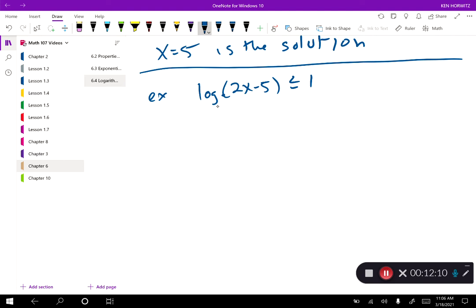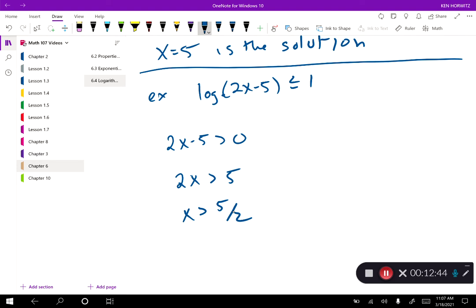But before we can get into that, I need to make sure that 2x minus 5 is greater than 0. Remember, because what's in that parenthesis can't equal 0. It has to be greater than 0. So I'm going to say 2x is greater than 5, and x has to be greater than 5 halves. So whatever my answer is, if it's greater than 5 halves, it should be okay.